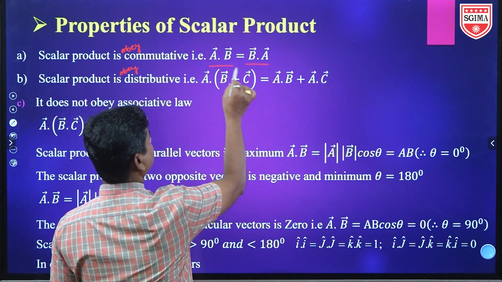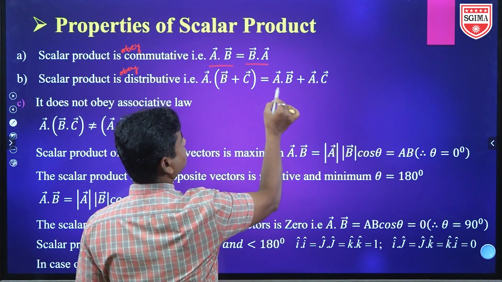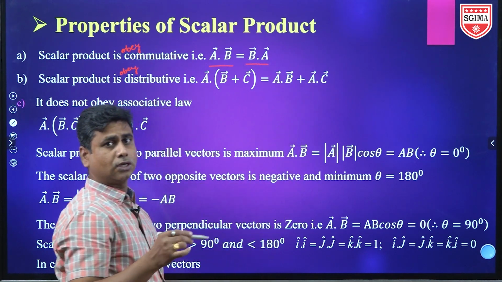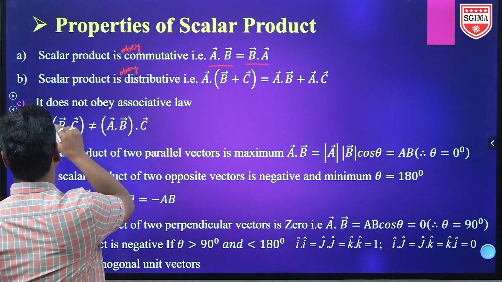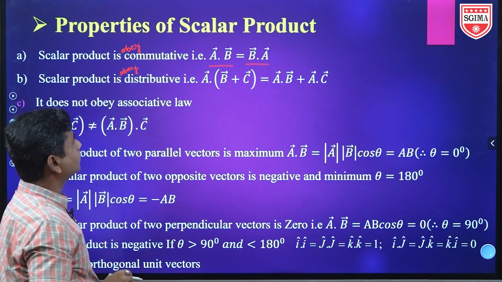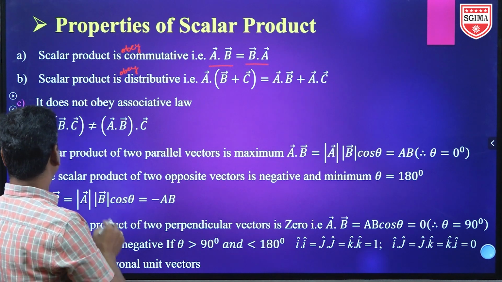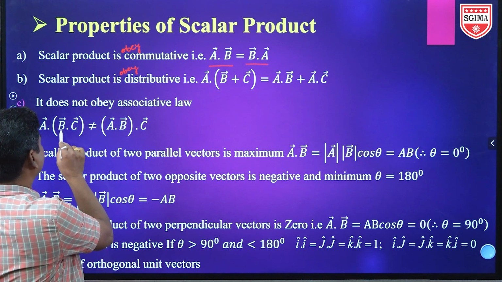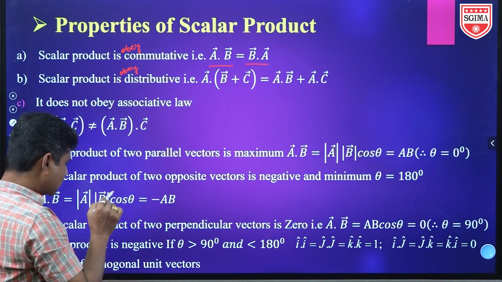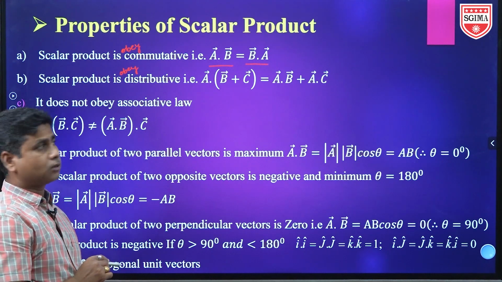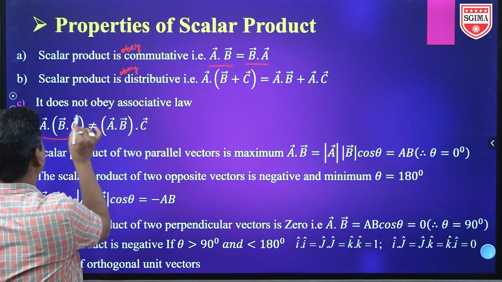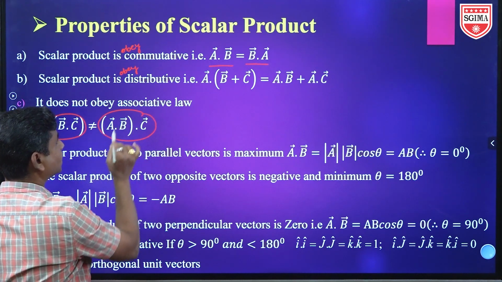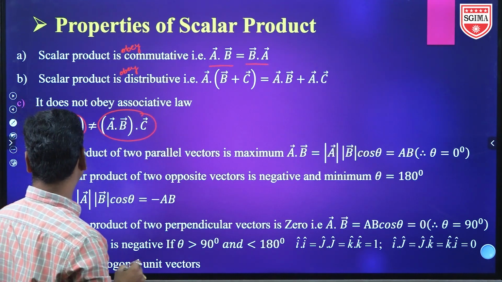But it's the product that is giving the value: this product plus this product also gives the same resultant value, so it obeys that. Next, scalar product does not obey the associative law. Here associative law means a bar dot b bar dot c bar is not equal to a bar dot b bar dot c bar. These two values are not equal, so it does not obey that.